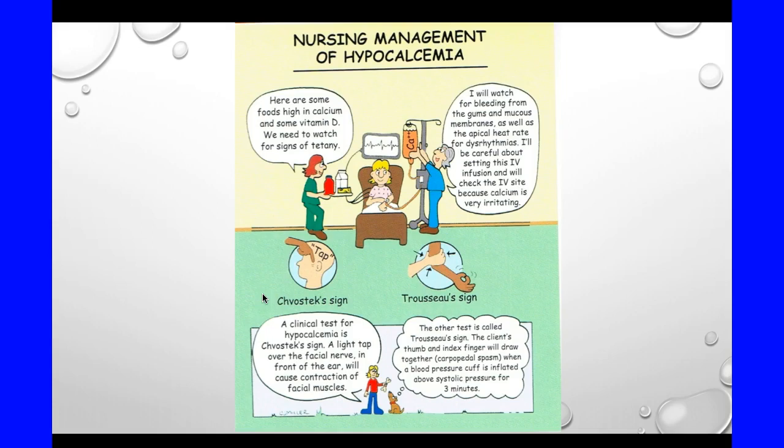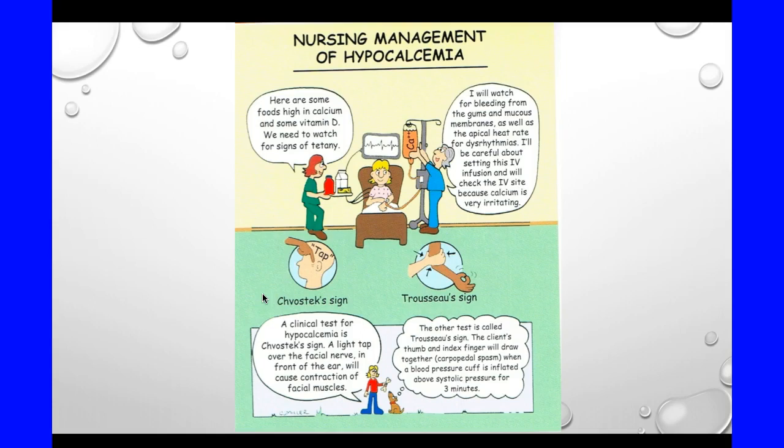How are you going to manage it? There are some foods high in calcium and vitamin D. You need to watch for tetany, which is muscle stiffening up like tetanus. That's why we have the tetanus shot. I will watch for bleeding, the gums, mucus. You're going to watch your heart rate, and sometimes we have to give calcium gluconate. Calcium always needs to be in gluconate in order for it to infuse appropriately.